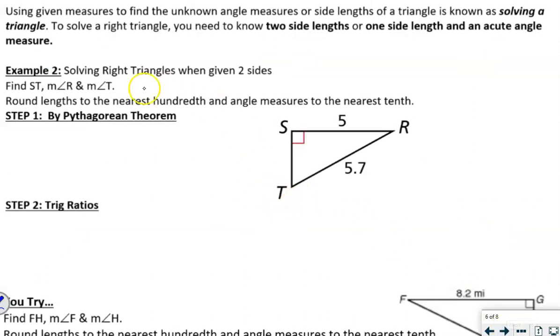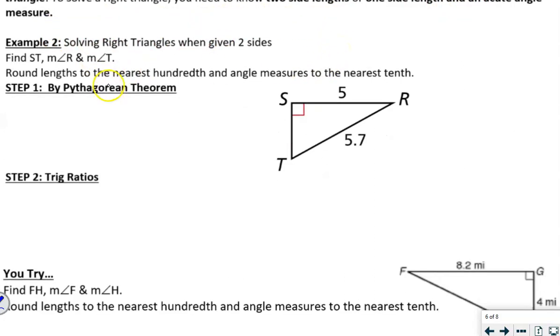Now it says, using given measures to find unknown angle measures or side lengths of a triangle is known as solving a triangle. To solve a right triangle, you need to know 2 side lengths or 1 side length and an acute angle measure. So solving the right triangle, when given 2 sides, we're going to find ST, angle R and angle T, rounding the lengths to the nearest hundredth and angle measures to the nearest tenth. Okay, that's what it says.